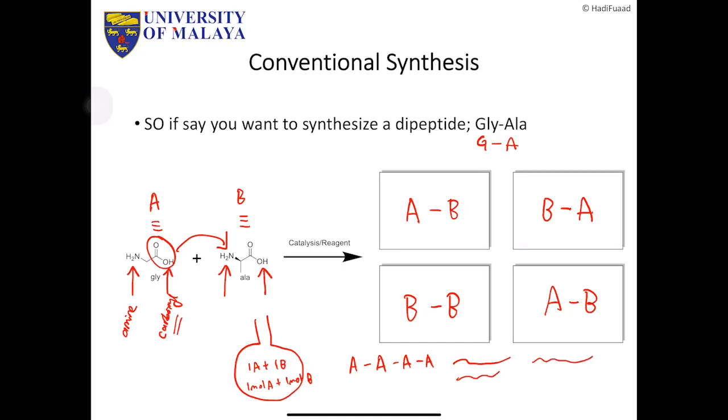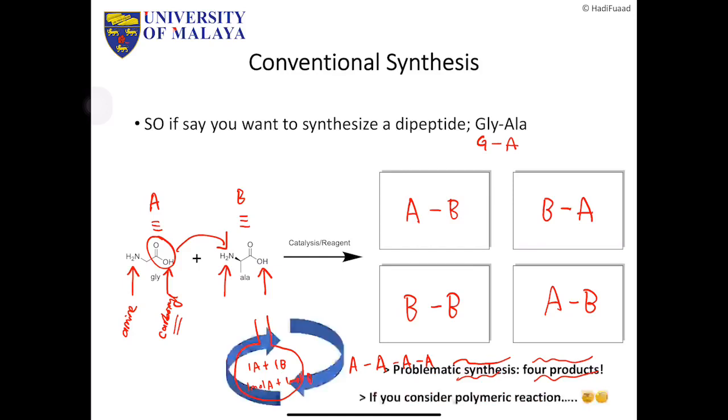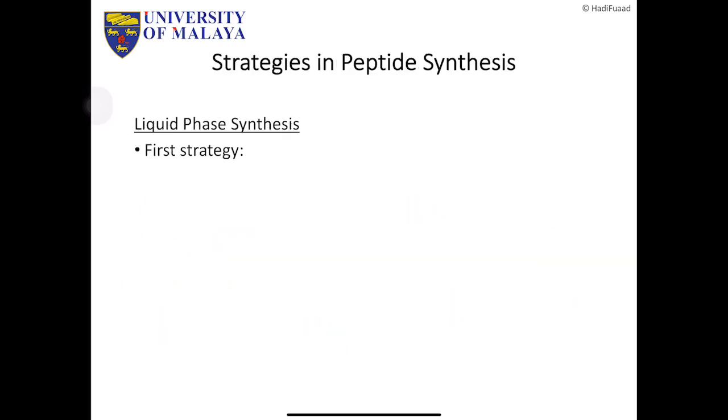You can get a co-polymerization of A and B, and so on and so forth. So it's uncontrolled. So to do conventional synthesis for peptides and proteins, you need to do a slight modification. Okay, and we will see it on the following slides. So again, it's problematic because you can have 4 products if you only have a few amino acids, and because the cycle can be repeated, you can get a polymeric reaction.